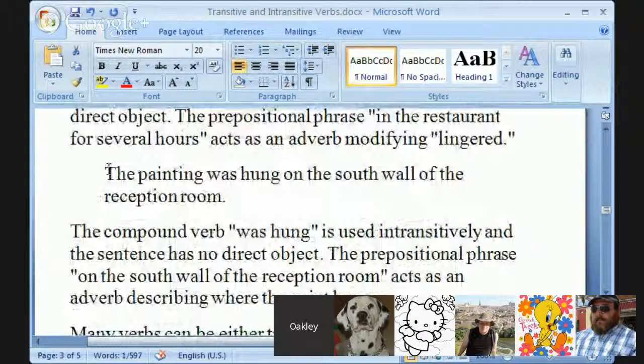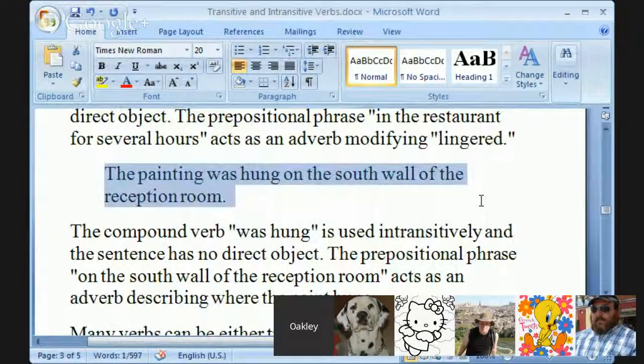Okay. And here's Andrew, here's your example from earlier. The painting was hung on the south wall of the reception room. There you go. Almost exactly your example from earlier. Again, it acts as an adverb. This is an intransitive. All right.